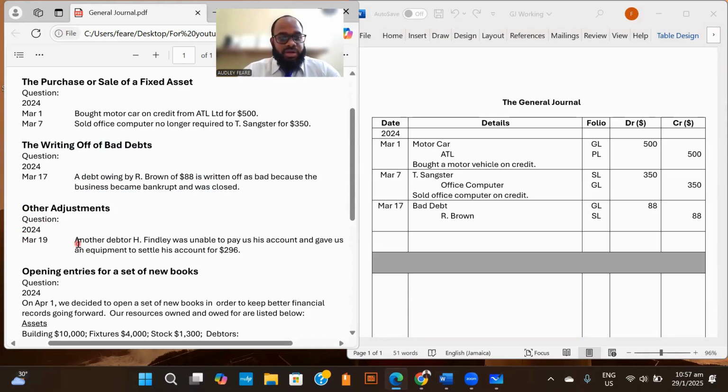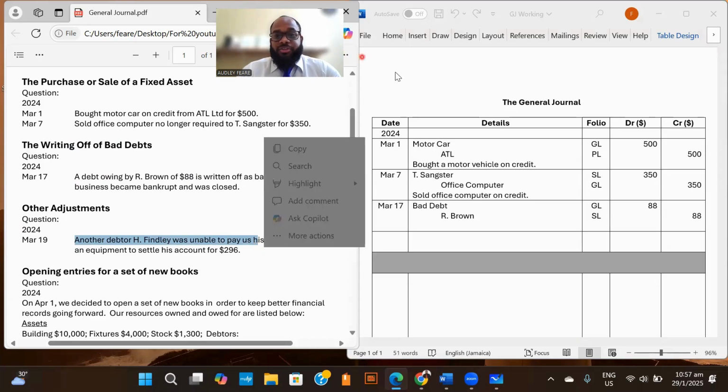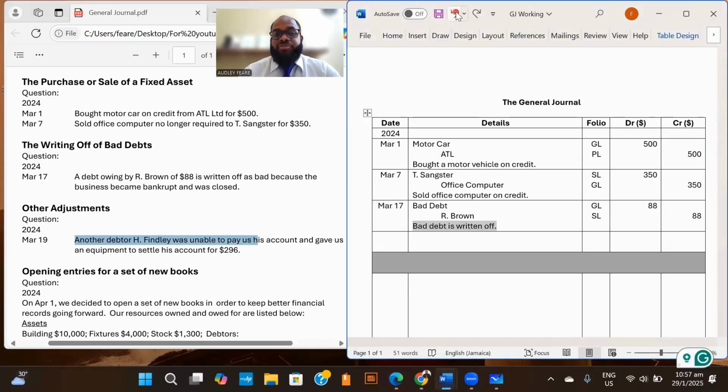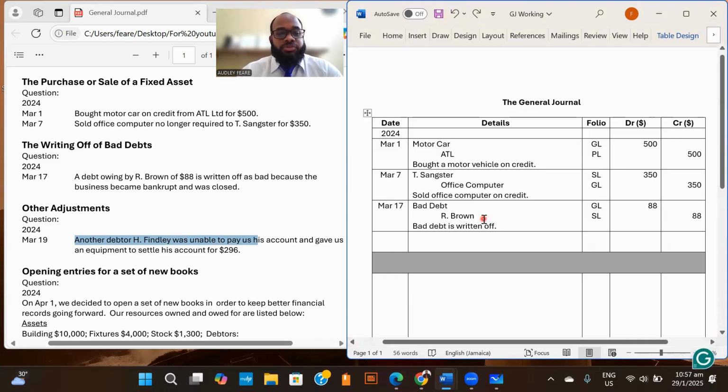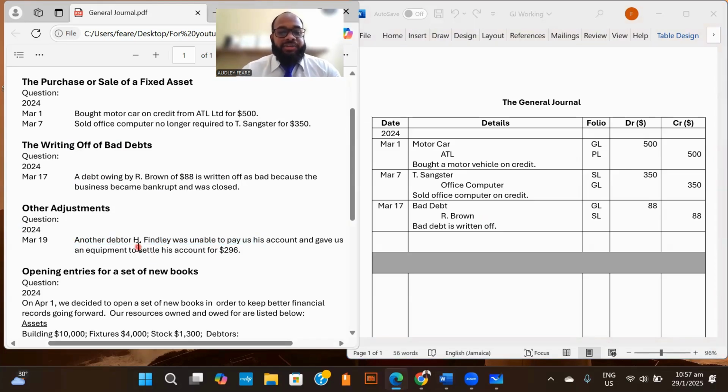So on March 19, another debtor, H. Finley, was unable to pay us his account. So, we had to put a narrative, of course, bad debt written off, just put that for the narrative to basically describe what happened at March 17. So, another debtor, as we were saying, at March 19, H. Finley could not pay us any money.